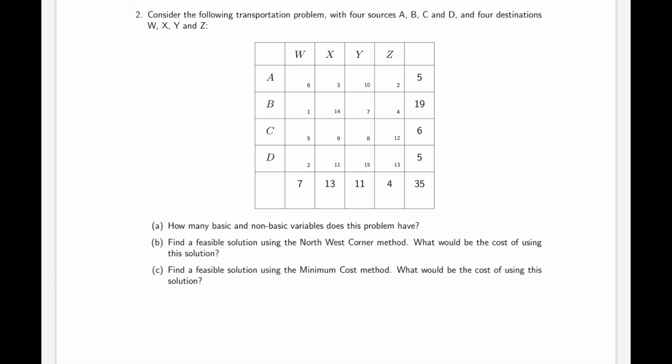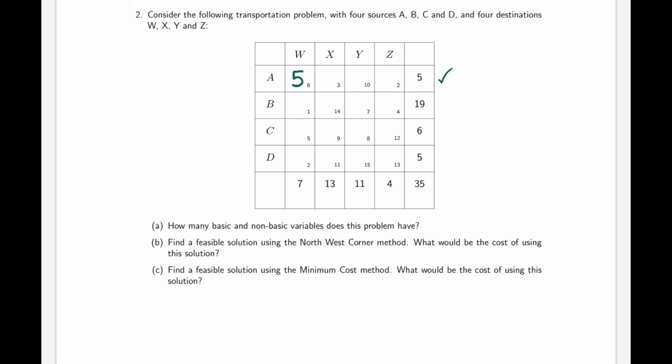Well, A can supply up to 5 and W can take up to 7, so we can only put 5 in there. Now this means that the A source is completely saturated and we cannot fit any more in that row. Therefore, we cannot travel east, so we must travel south. So let's travel south to BW. What's the most we can fit in here?